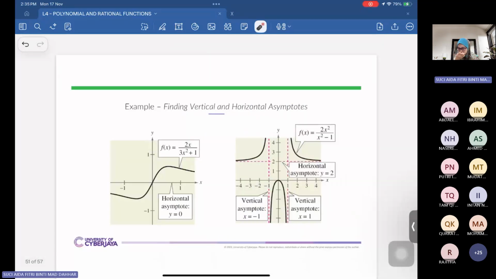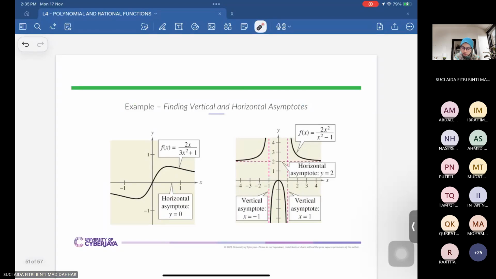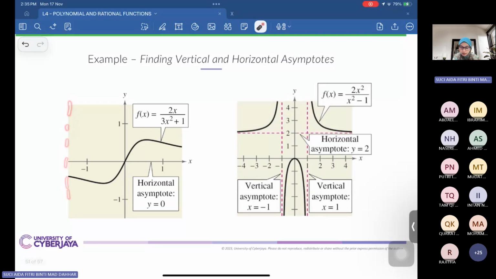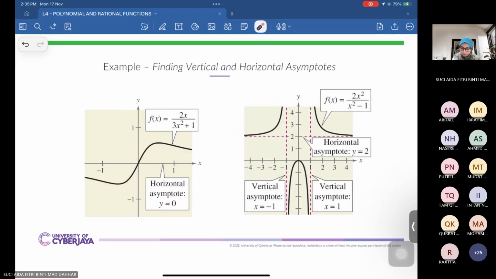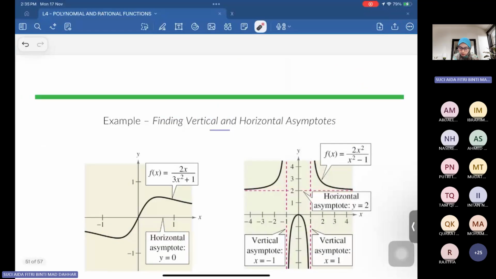Okay, let's move on. See, this is the graph of the first one. It's already given. This is the graph of the first one, A. Okay, did you notice that you do not have vertical asymptotes? That means there's no vertical line that they cannot cross. Okay? But you have horizontal asymptote at y equals 0.